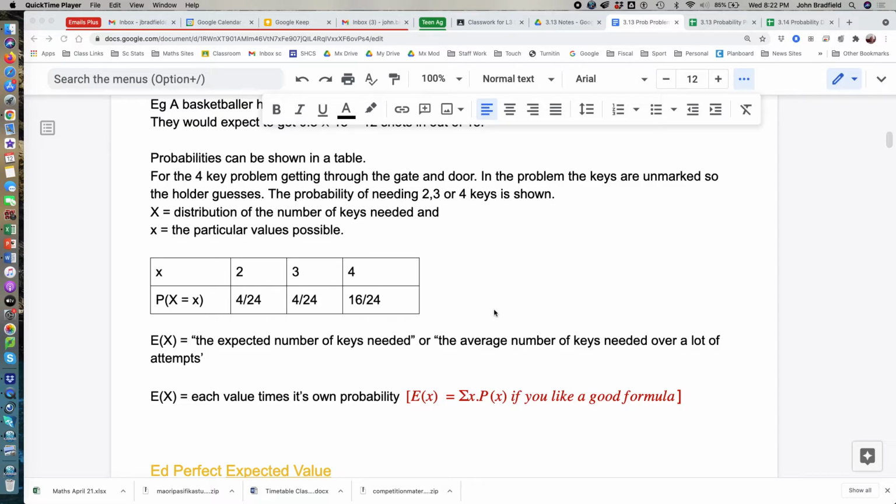Now, the expected value comes with a beautiful formula down here in red. It's a bit of a highlight, perhaps the highlight of the clip. And E of X stands for expected value. This little doofer here stands for the sum of, so add them all up, and each X value times its probability.